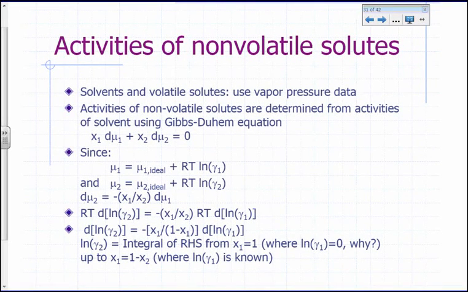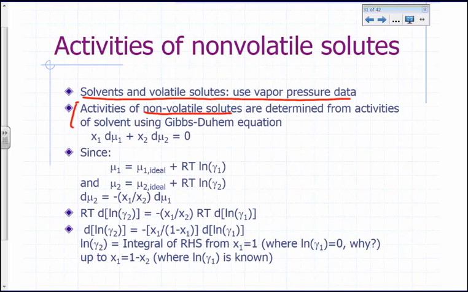In the previous lesson, we talked about how we can use vapor pressure data to determine the activities of solvents and volatile solutes. Now, in this lesson, we're going to deal with non-volatile solutes. So we can't use vapor pressure data for them, because these non-volatile solutes don't have appreciable vapor pressure that we can measure. However, in the approach we're going to use here, we still use vapor pressure data, because that allows us to determine activities of the solvents.